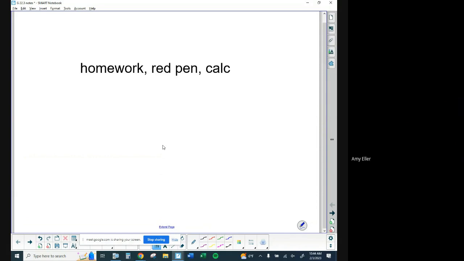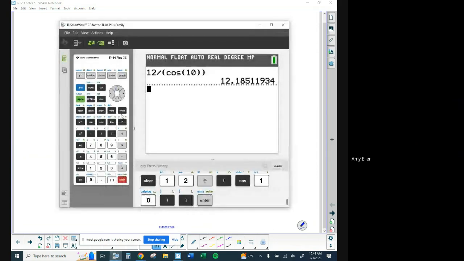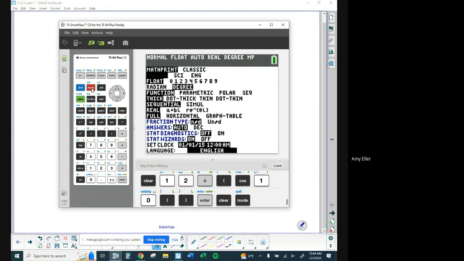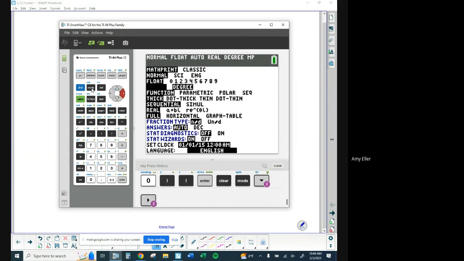So, reminder from yesterday, you grab your calculator. If yours looks like this, you're going to go to mode. It's right by the blue key, mode. And as I scroll down here, I can see it says radian, it says degree. I want degree to be highlighted. If it's not, just go over until you get there.